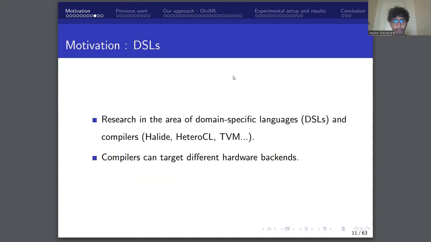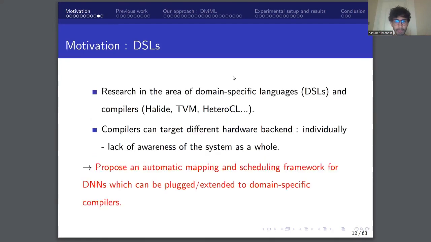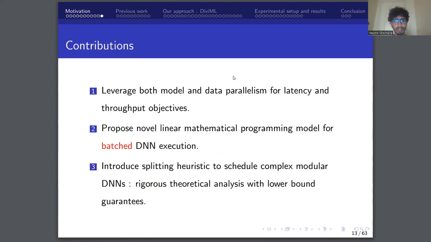And one of the most successful ways for manipulating these tensor-based objects that are DNNs is via domain-specific languages and their compilers, which allow us to target different hardware backends simultaneously at a high level. But this is only done on an individual basis, with a lack of awareness of the whole structure and system that we want to target. And this is exactly where our work is situated. We're trying to propose an automatic scheduling framework for DNNs that can be extended easily to domain-specific compilers.